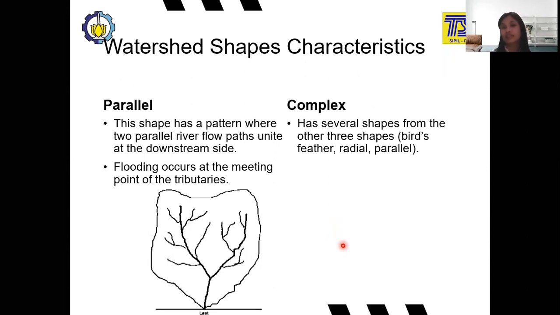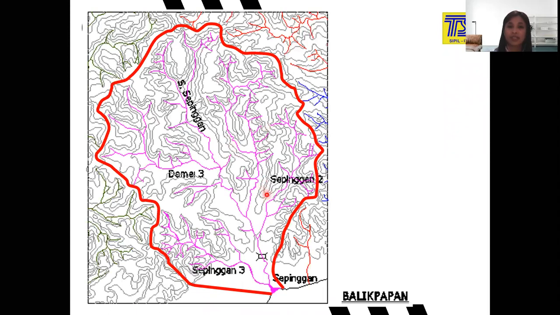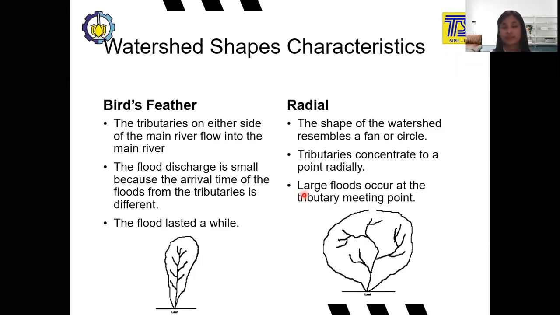And the last one is complex. So complex has several shapes from the other three shapes. It can be mixed between bird feather and radial, or radial and parallel, or between the three of them. So I think this one is not that complex. If this one is more long, it can be the bird's feather, and this one can be the radial one. But it depends on how you see it.